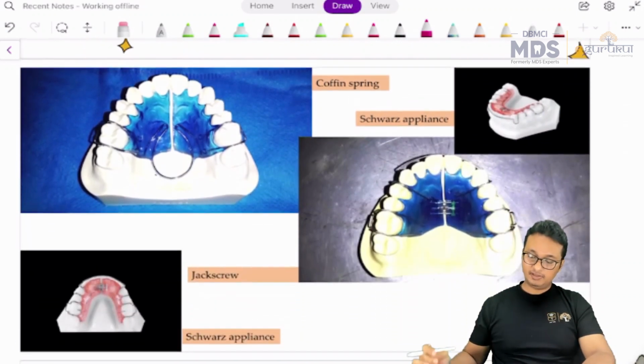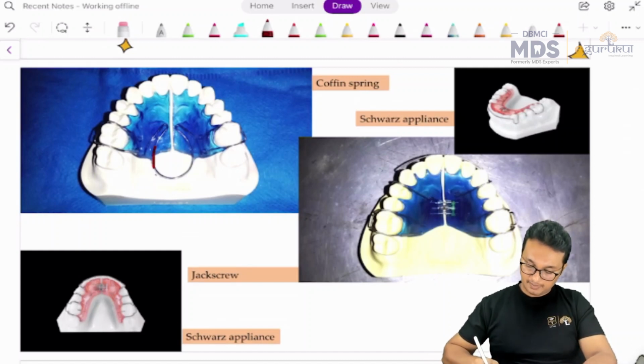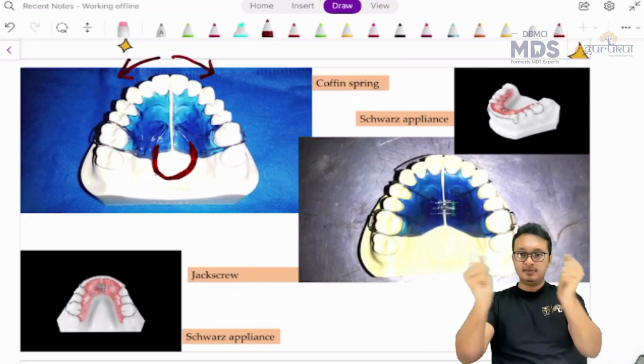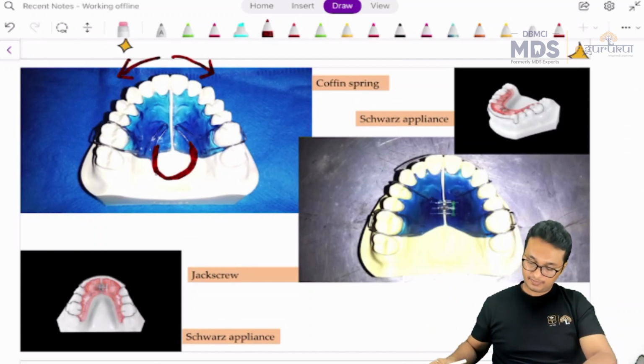So these are the figures showing the coffin spring. The first figure shows a coffin spring. It has an omega shaped wire, and the two ends of the plate are activated just by pulling them apart separately like that, and then putting it in the patient's mouth.